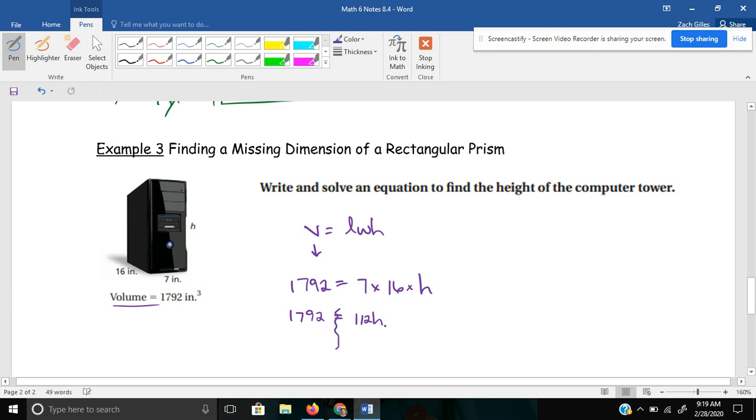112 times h. How can I isolate my h? Well, I can undo multiplying by 112 by dividing by 112 on both sides of my equation. When I do that, 1792 divided by 112 comes out to a total of 16. So my answer would be 16, and my label is inches for the height of that computer tower.